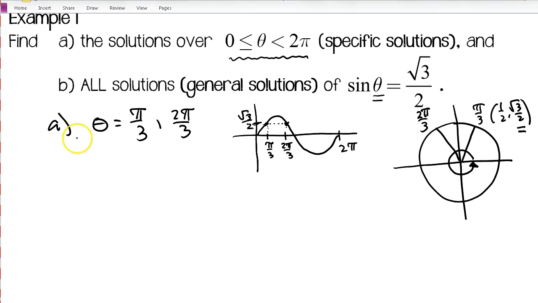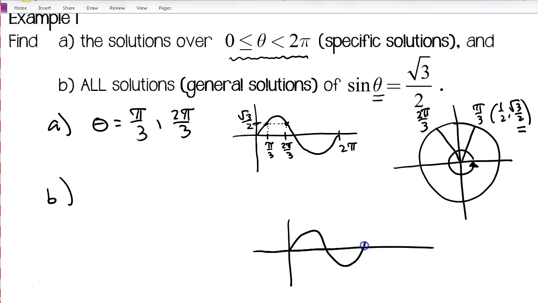So now for part B, we want to find all solutions. So for part A we have one period, but what if we wanted to find all solutions? So here's the one period that we found them for. Let's just draw in another period, for example, or let's draw one more period this way. Okay, so we had these two spots. Here's our root 3 over 2.